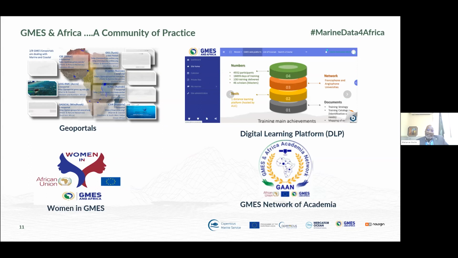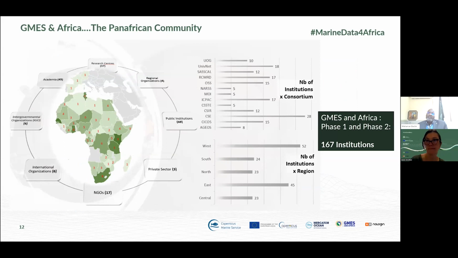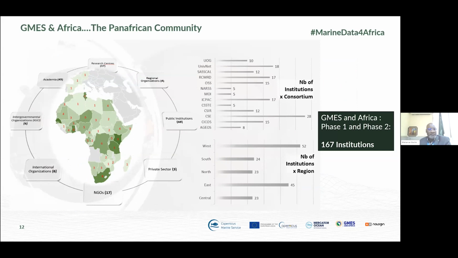In terms of community, the GMES and Africa program is dealing with 167 African institutions. You have some statistics here. You saw the academia. We have 45 academia, research centers, regional. The graphic is giving you a big picture, to tell you this program is yours. It's a Pan-African program, promoting the use of Copernicus data so that we can address some needs of the users. So this is a generic presentation of the program.